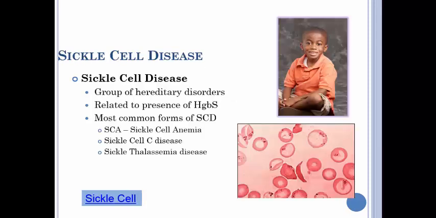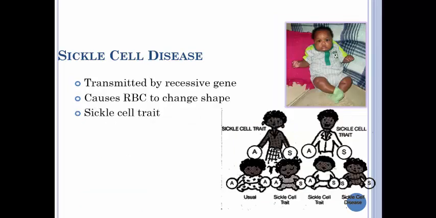Sickle cell disease is a group of hereditary disorders related to the presence of hemoglobin S. The most common forms are sickle cell anemia, sickle cell C disease, and sickle thalassemia disease. This is transmitted by a recessive gene, so it causes the red blood cells to change shape. If you have two parents with the sickle cell trait, one of the children will be normal, two will have the trait, and one will develop the disease.